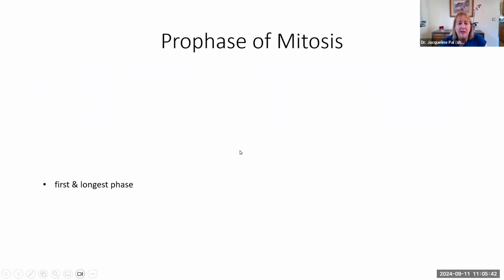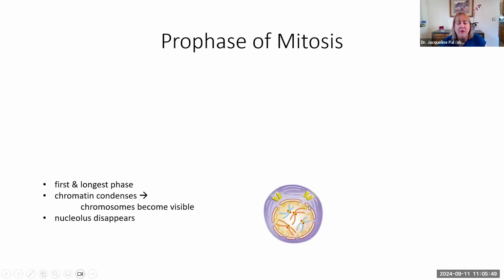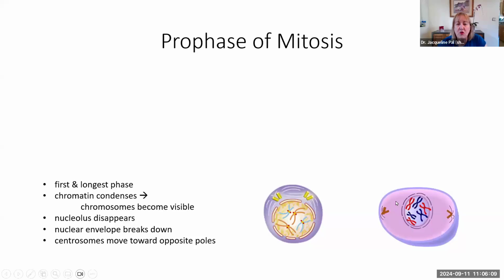Of all the steps, the longest phase is prophase because a lot of stuff has to happen. The first thing that happens is that those 5-foot-long strands of chromatin need to condense. They need to go around the histones and twist and condense and become those visible chromosomes. In addition, the nucleolus disappears and the nuclear envelope starts breaking down. It's going to completely disappear.